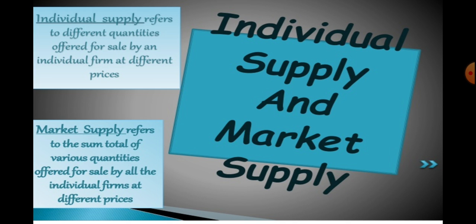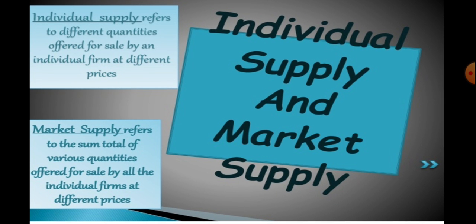Now, what is individual supply and market supply? Individual supply refers to different quantities offered for sale by an individual firm at different prices. It means we will discuss the supply of an individual firm. On the other hand, market supply refers to the sum total of the various quantities offered for sale by all the individual firms at different prices, meaning by all the firms.